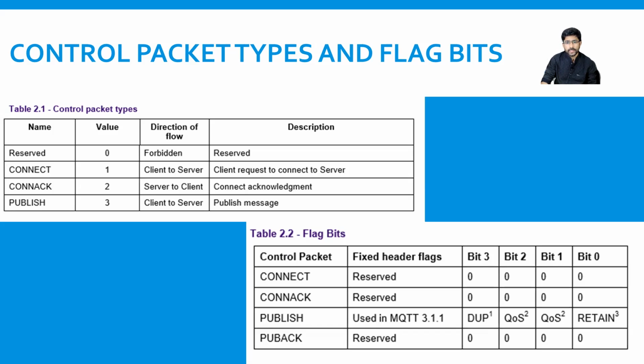And then you have CONNACK. Once the connection is successful, you get the CONNACK packet, and publish is the actual packet where your sensor data and all is there, right? The publish packet is available in quality of service 0, 1 and 2, right? So this is the first packet that is sent as data, right?